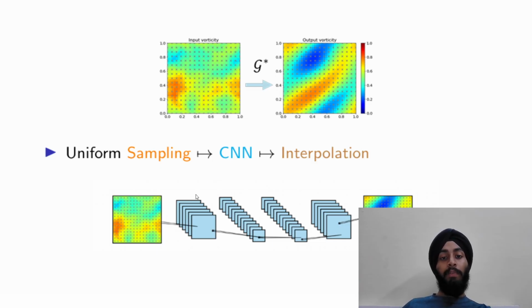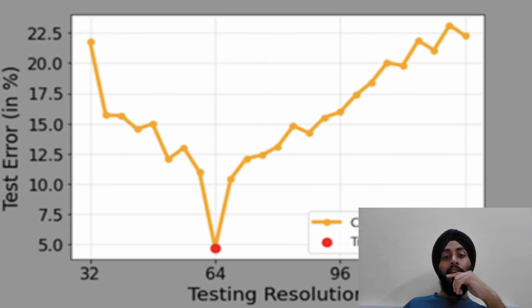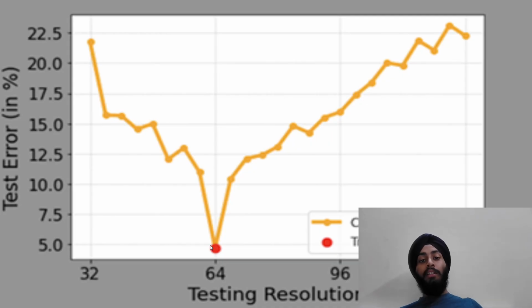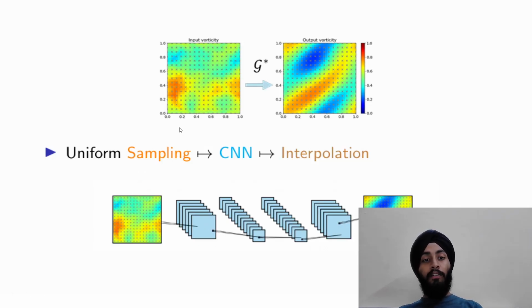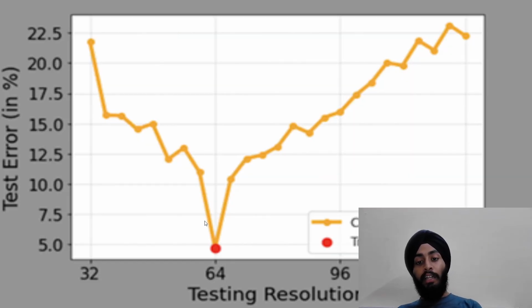I'm doing uniform sampling, then applying a convolutional neural network, and then interpolating to find the output function space. But the problem that we found was that the CNN is not learning anything concrete. It is not learning the actual operator. Instead, it is learning a discrete representation of my input. If my training resolution was 64, that is, 8 cross 8 points, then my CNN was trained on this and it performed really well.